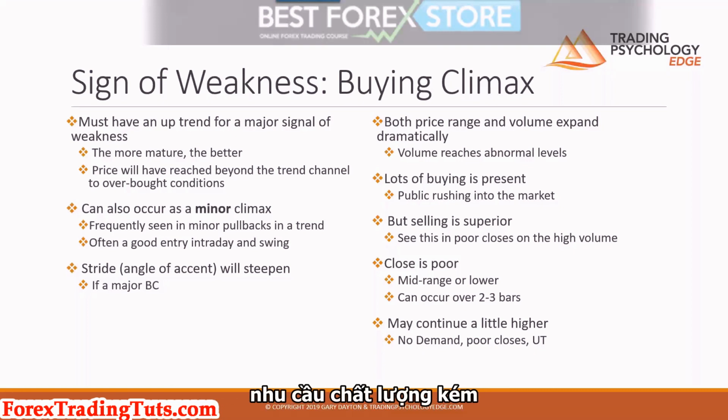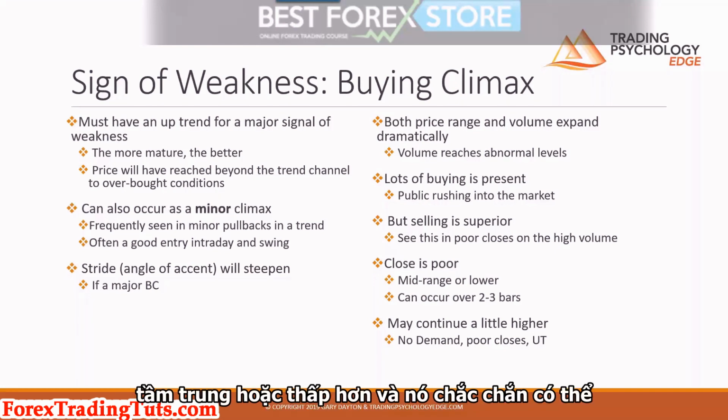Wyckoff used to call it demand of poor quality. And selling will be superior, and we see this in the poor closes on the high volume. That is the larger players coming into the market, the institutions, large players seeing price at an opportune moment and stepping into the market and selling it. And when they sell, they're going to be superior because they have the ability to temporarily move or affect the market.